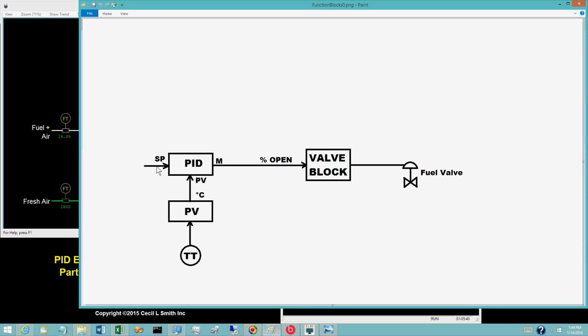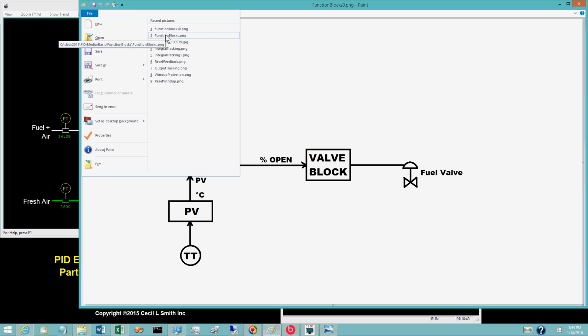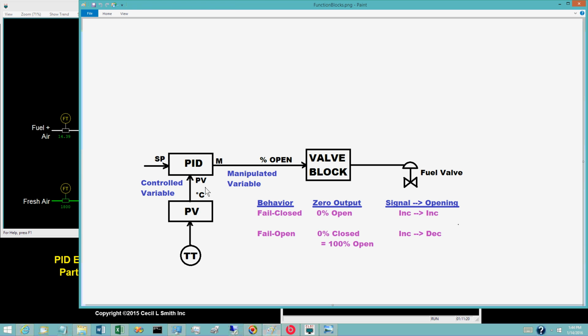The control variable is that process variable whose value is to be maintained at or near the value of the set point. Some use C to designate the control variable. However, PV will be used herein.